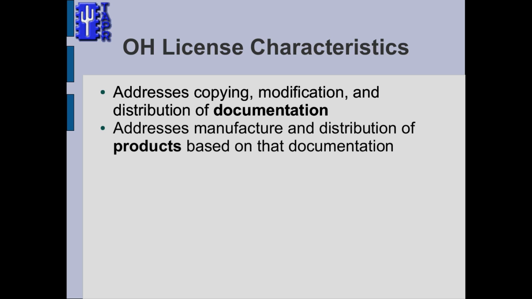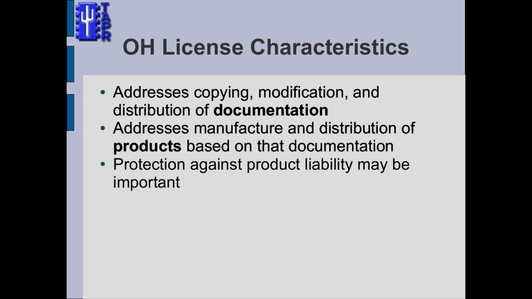It also has to address manufacture and distribution of the product that are based on that documentation. Those are two different things, and an open source software license really can't address that second one at all. There's a third element too, that in an open hardware license, it may be important to include some other terms that aren't related at all to copyright.